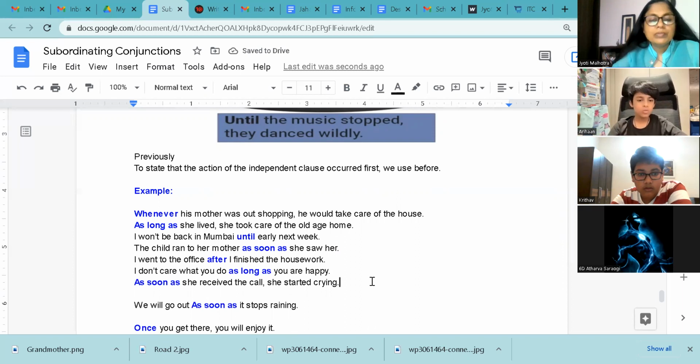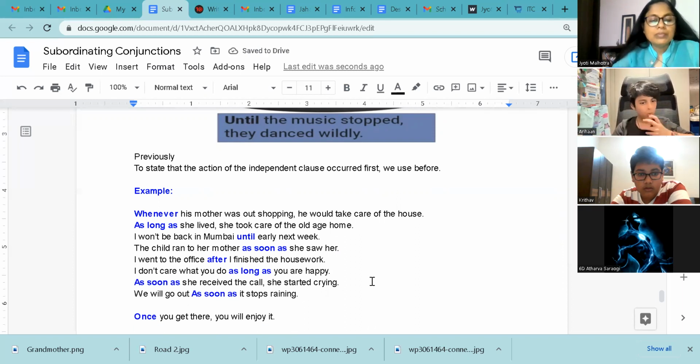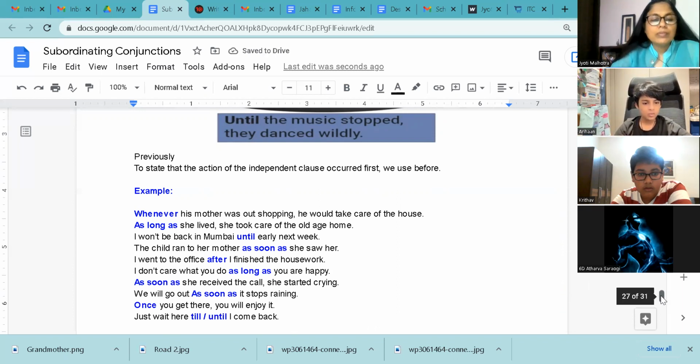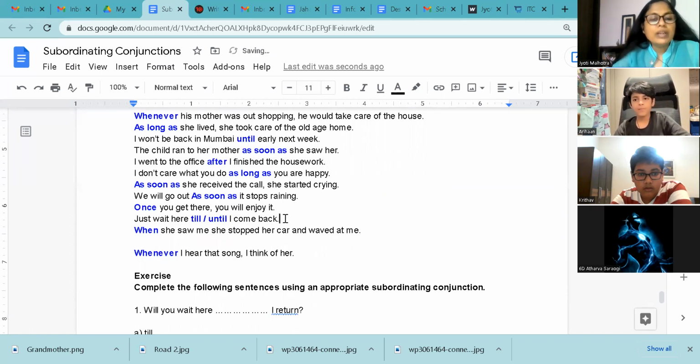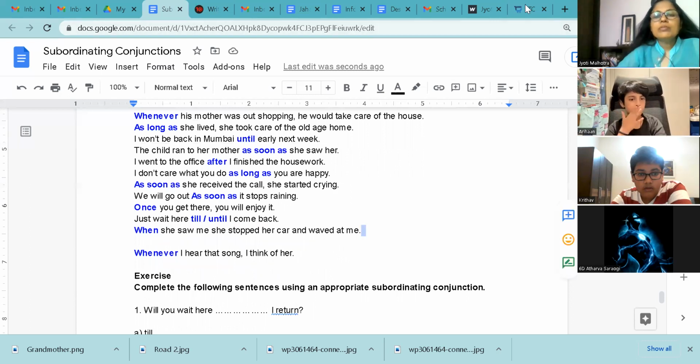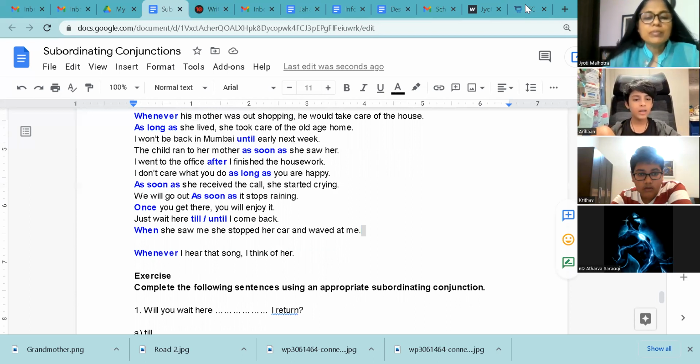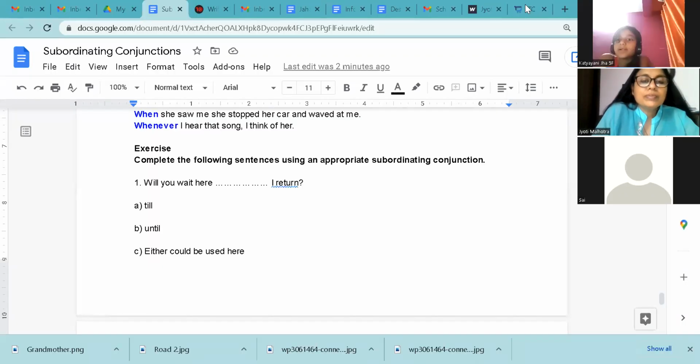We will go out as soon as it stops raining. Once you get out there, you will enjoy it. Just wait till or until I come back. When she saw me, she stopped her car and waved at me. Whenever I hear that song, I think of her. Wait here till I return. Will you wait here till I return or until I return? Means you can either use till or until.